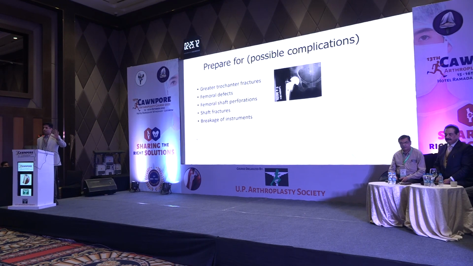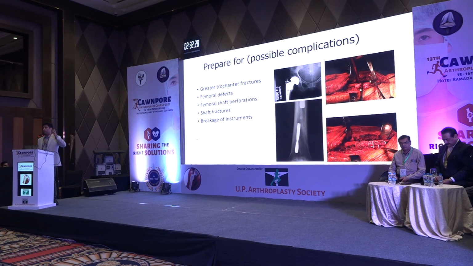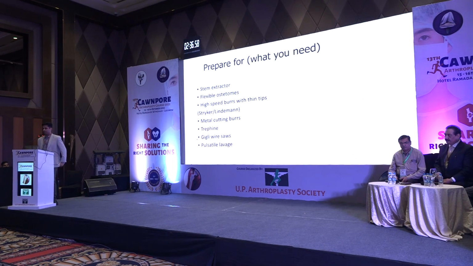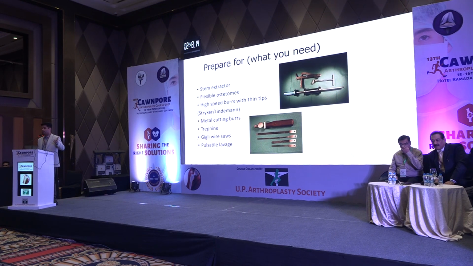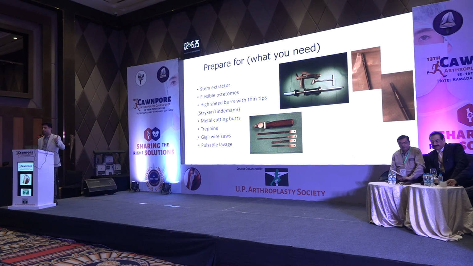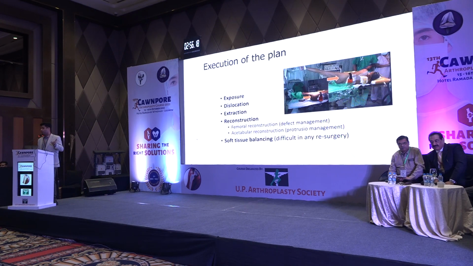What are the possible complications? We know there are trochanteric fractures, there are defects, there are femoral shaft perforations, there are shaft fractures, and you can also break instruments. So you have to also plan for those things that can happen. And what do you need? You might need a simple stem extractor. You will definitely need flexible osteotomes. You may need high-speed burrs with tips. You may even need metal cutting burrs. A trephine, sometimes, if you want to remove, and a Gigli wire saw, keep it with you, it's already there. Pulsatile lavage, if you're going to use any of these instruments.